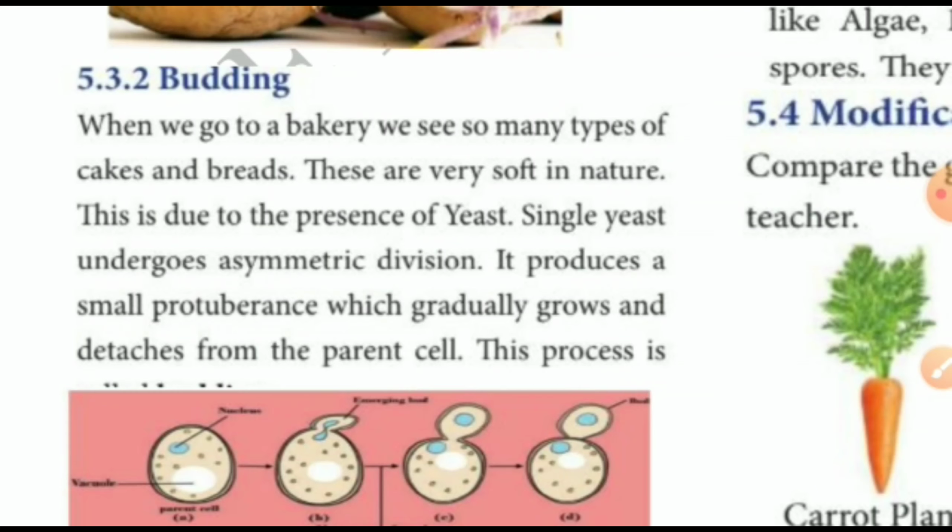What is the shape of the yeast? It is round in shape. Some small projection, a bulge-like structure, comes out from the yeast. That one grows into a new individual. What is the division? Asymmetric division. It produces a small protuberance which gradually grows into new plants, same as the parent plant.